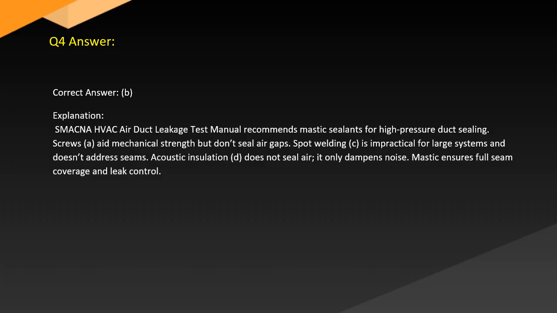Answer. Correct answer: B. Explanation. The SMACNA HVAC air duct leakage test manual recommends mastic sealants for high-pressure duct sealing. Screws, A, aid mechanical strength but don't seal air gaps. Spot welding, C, is impractical for large systems and doesn't address seams. Acoustic insulation, D, does not seal air. It only dampens noise. Mastic ensures full seam coverage and leak control.